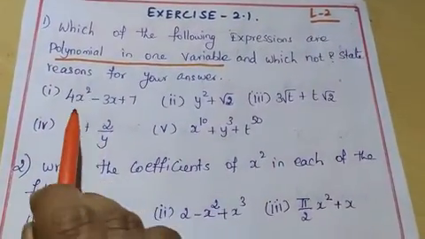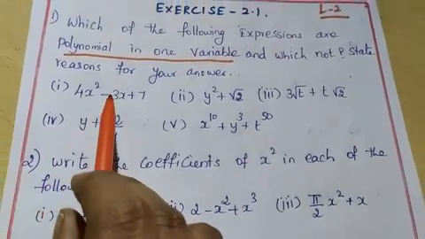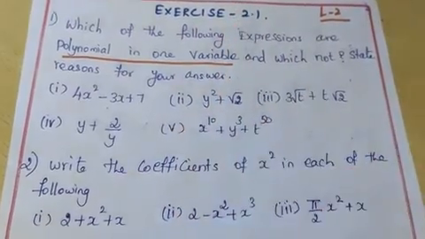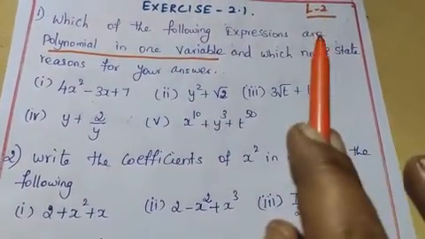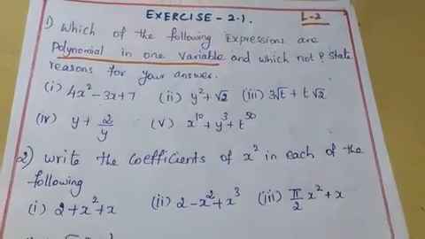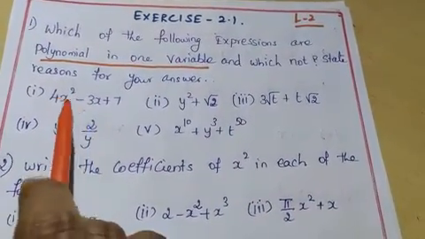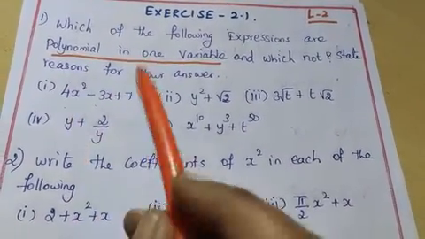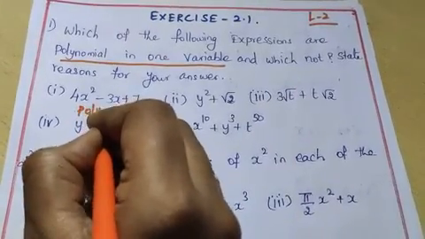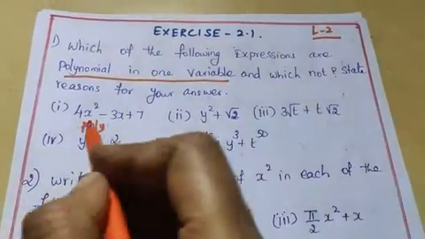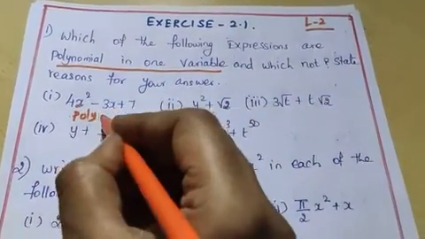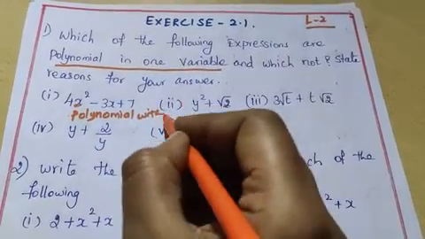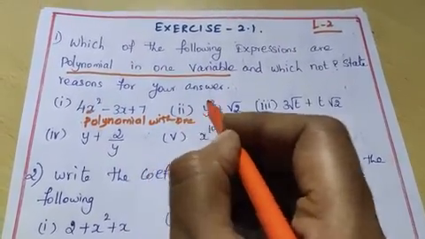So first question, first subdivision, you see 4x squared minus 3x plus 7. The question is whether it is a polynomial or not. First we are going to verify that. If it is a polynomial, whether it is in one variable or not. Here all the terms are given, 3 terms are given, and the powers are positive, so it is a polynomial. Whether it is one variable, yes, only x is used in both the terms. So it is a polynomial in one variable.